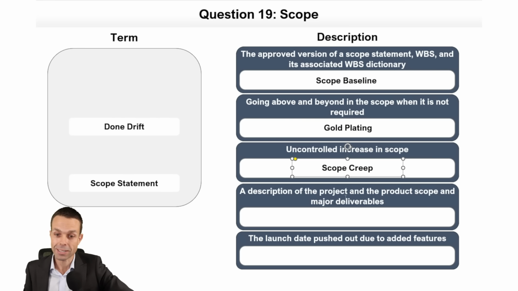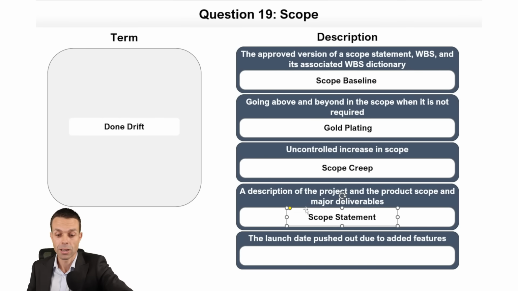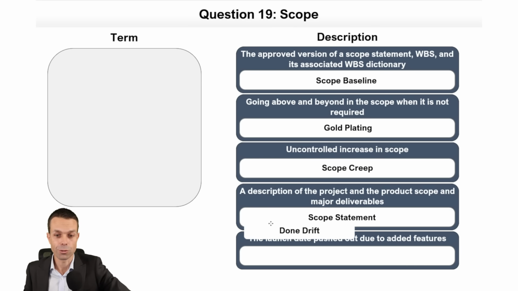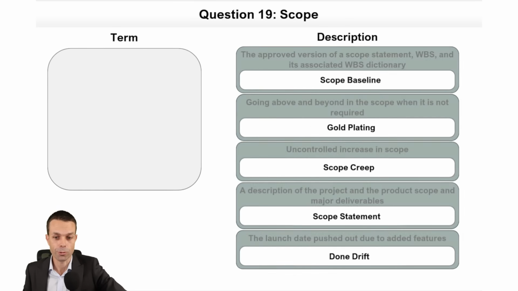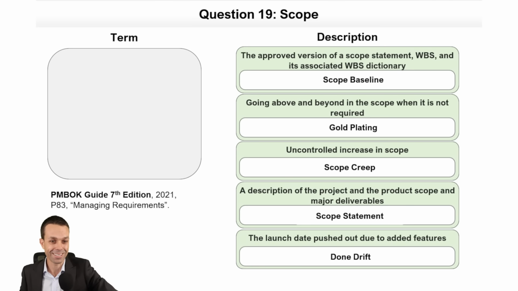A description of the project and the project scope and major deliverables. That's going to be our scope statement. It can be just a sentence, really, describing what the project is going to do. Sometimes a high-level features list as well. And lastly, the launch date is pushed out because our stakeholder kept adding features. That's going to be drift, and let's check this out. Let's hope we are correct. Looking absolutely fantastic. The PMBOK Guide 7th edition, if you want to check this out for yourself, page 83 under Managing Requirements. You'll probably find a lot of this under Scope in the Process Groups Practice Guide as well.